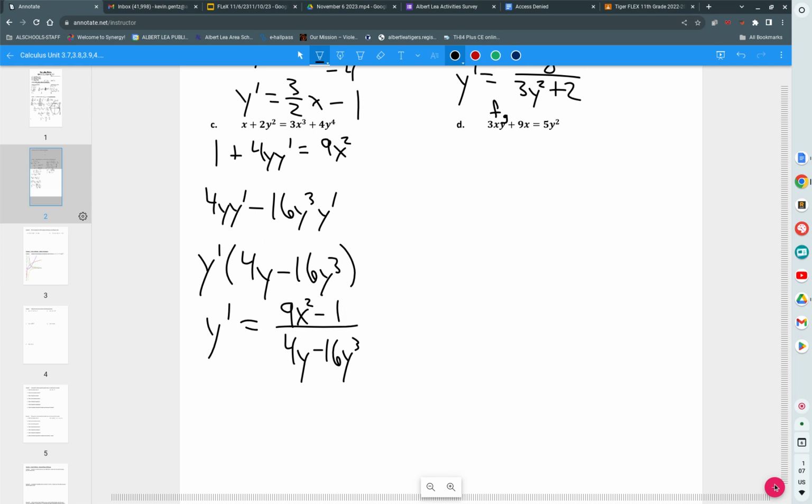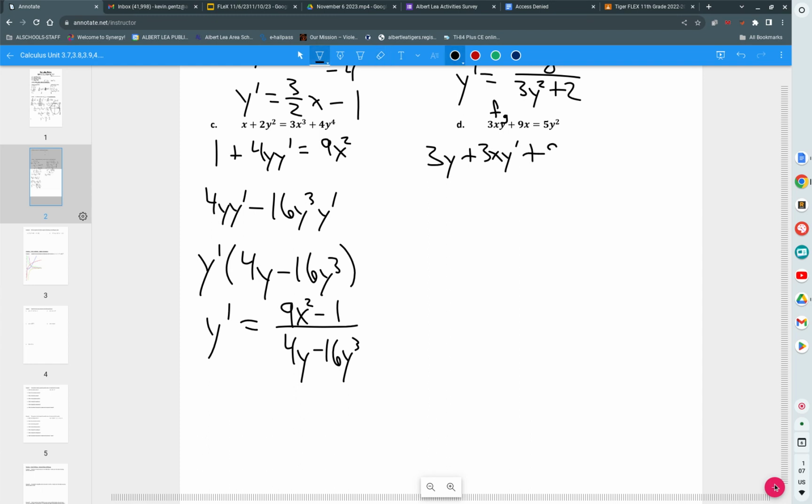Derivative of 3x, 3 times y plus 3x times, what's the derivative of y? 1 y prime. See that? Equals, what's the derivative of 5y squared? Oh yeah, we should probably do the 9x. I forgot about the 9x.